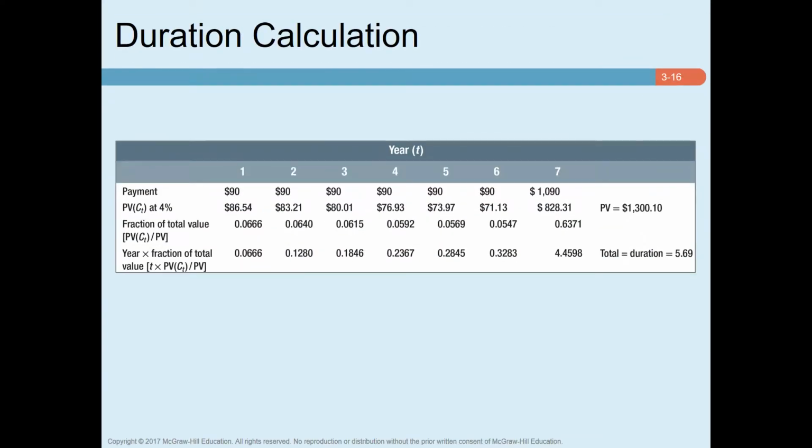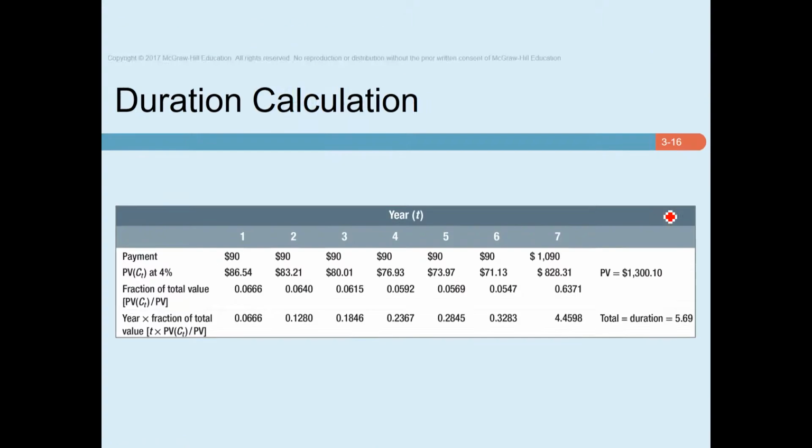Look at this example. We have a cash payment from a bond of 90, that's a coupon payment every year from year 1 to year 7, and in year 7 it's 90 plus the principal value, which is 1,000. If we find the present value individually for each of these cash flows, you can see these are the present values. As we sum them up, the total present value is 1,300. That's the value of the bond as we previously calculated.